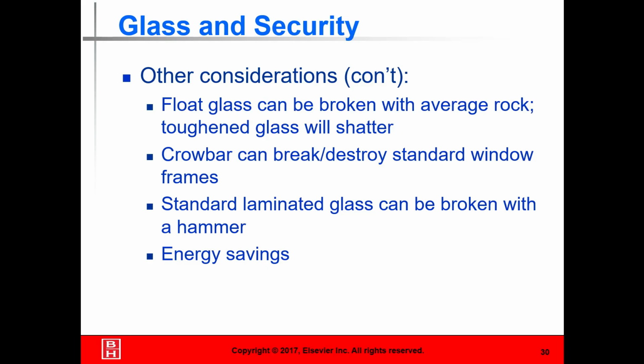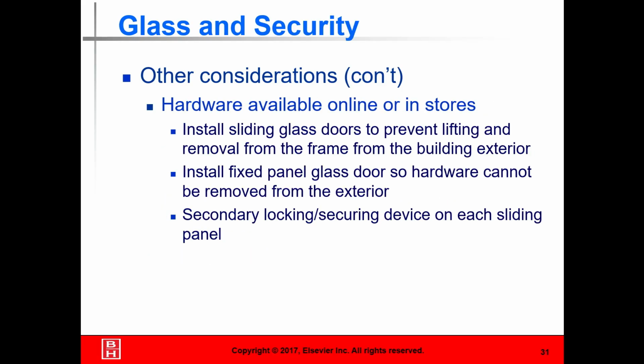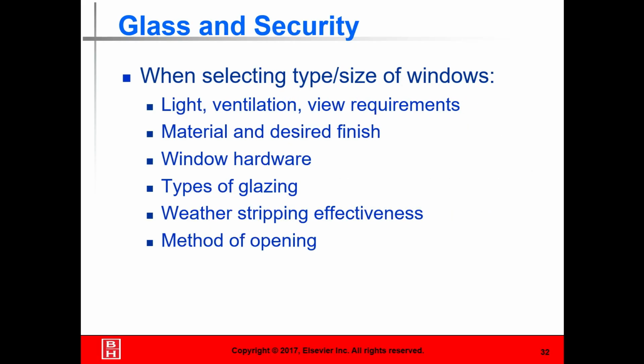Float glass can be broken with an average rock. Crowbars can break and destroy standard frames. So when we're dealing with glass, it is one of the weakest points that we have for security. Installing sliding glass doors to prevent lifting and removal of the frame. Install fixed panels, secondary locking security. That's a big thing, having secondary locking.